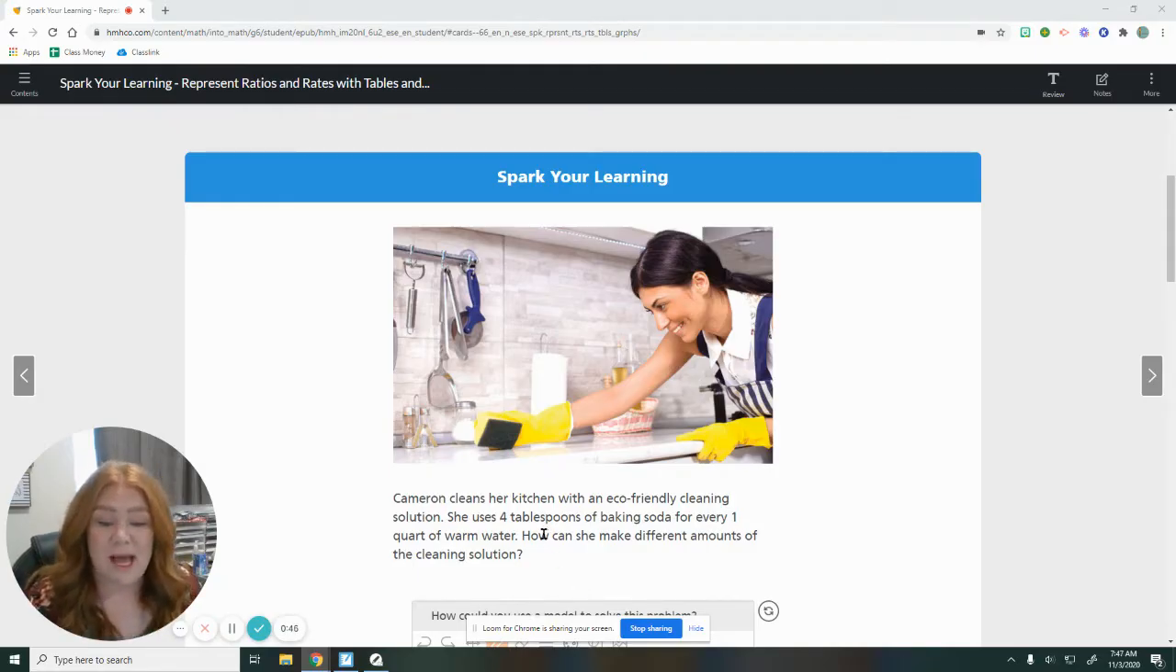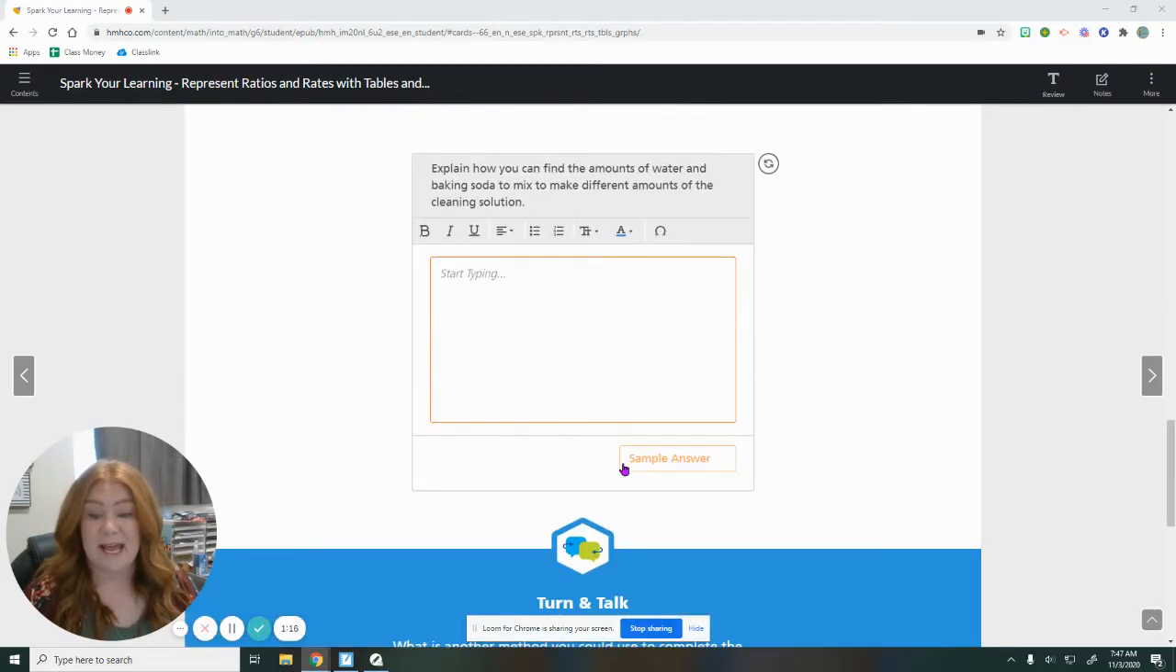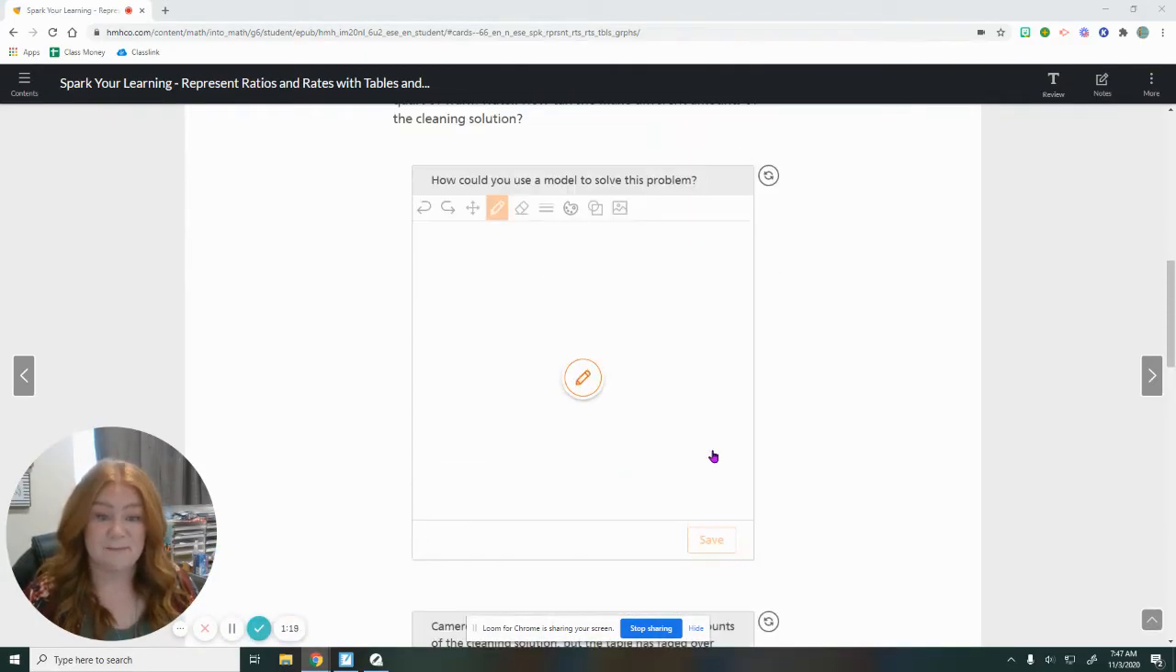So I want to know how she can make different amounts of the cleaning solution, but it has to be equivalent. So you can't just say, oh, she's going to use 2 tablespoons of baking soda and 7 quarts of water. That won't give her the same solution. So she wants to make the same solution, 4 tablespoons of baking soda to 1 quart of water. So you're going to go and model how she could make a different but equivalent amount of cleaning solution, and then go ahead and finish the Spark Your Learning. So go ahead and pause the video and do your Spark Your Learning.